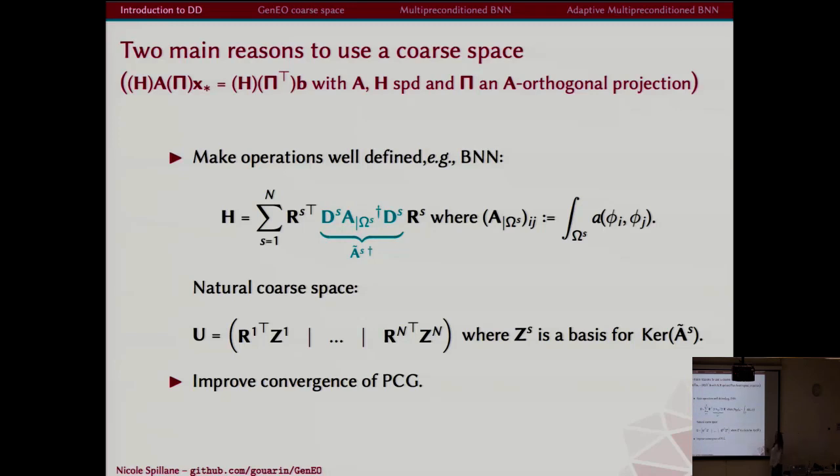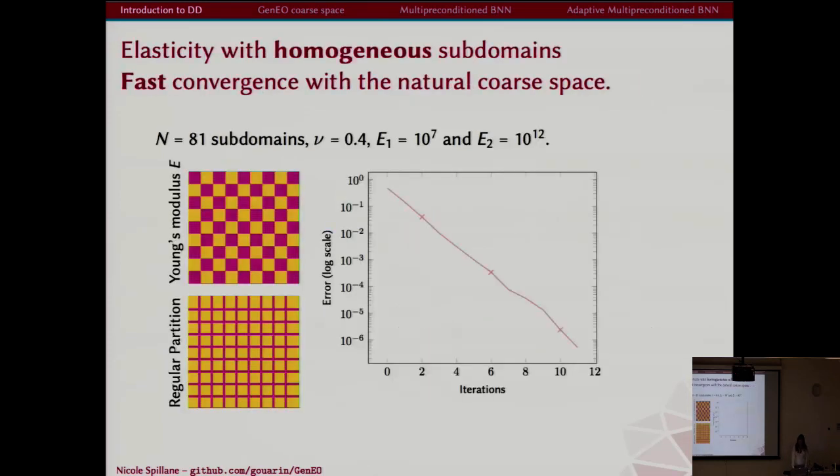Or if you're doing elasticity, like we're going to do later, you get the rigid body modes. So you have to replace the inverse of this matrix by a pseudo-inverse, and then somehow you have to deal with the fact that you are not handling the kernel of the matrix, and that's what you do with the coarse space. So what we call the natural coarse space is the coarse space that has in it the kernel of all of the local operators A tilde S, and we just, of course, have to prolongate to the global domain. So that's the first reason to use coarse spaces, and the second reason is to improve convergence, but we'll see more about this later.